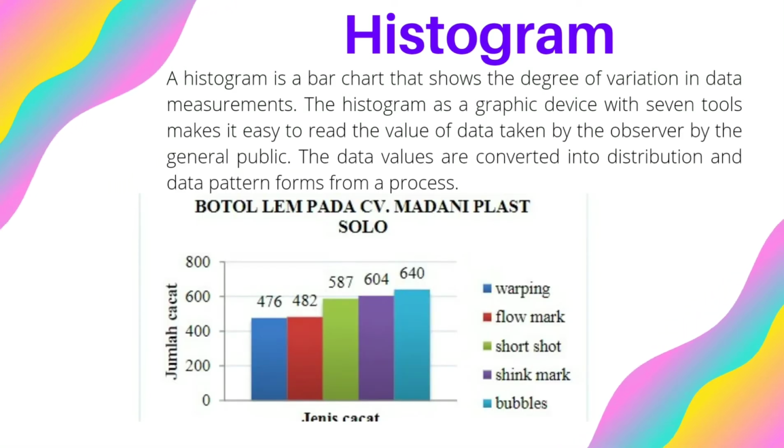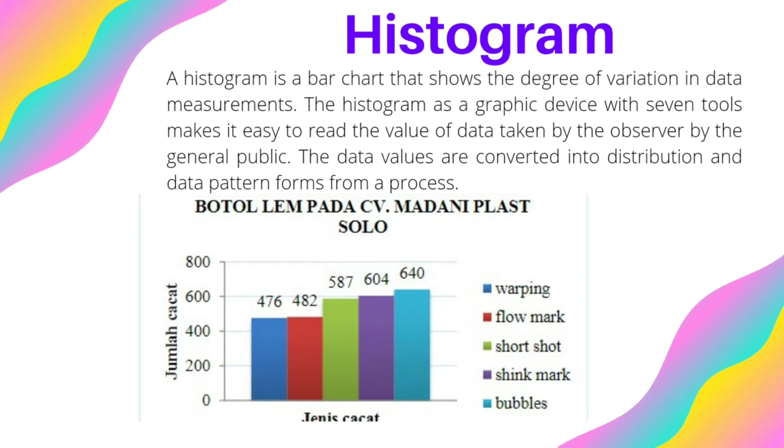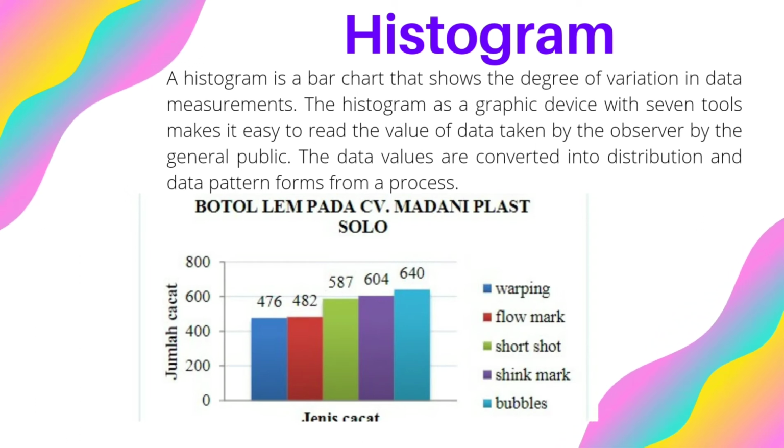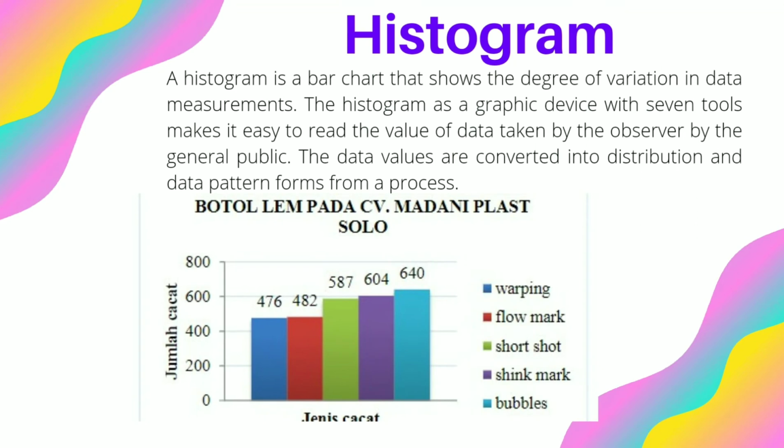The next is the histogram. A histogram is a bar chart that shows the degree of variation in data measurements. The histogram, as a graphic device among the seven tools, makes it easy for the general public to read the values of data taken by the observer. The data values are converted into a distribution and data pattern formed from a process.